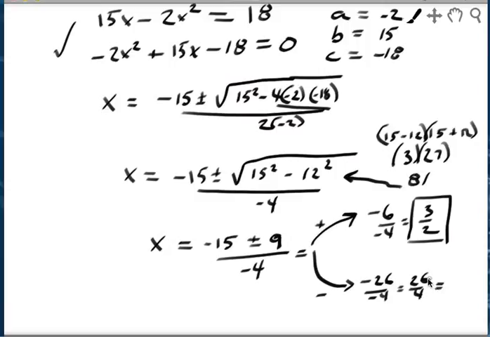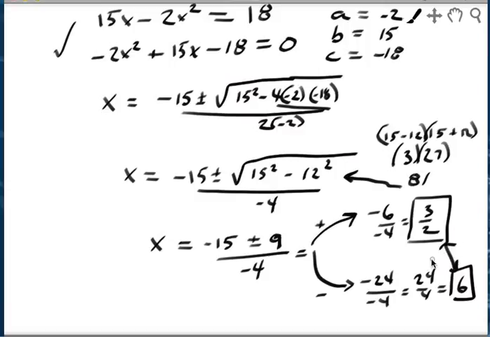which is, oh, wait a second, I had an arithmetic error there. Let's backtrack. Thanks for catching that. Negative 15 minus 9 is a negative 24. Negative 24 over negative 4, which is 24 over 4, which is 6, which is our second answer. So there you go.